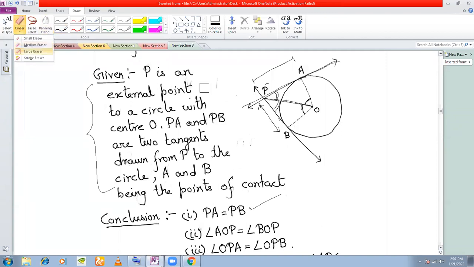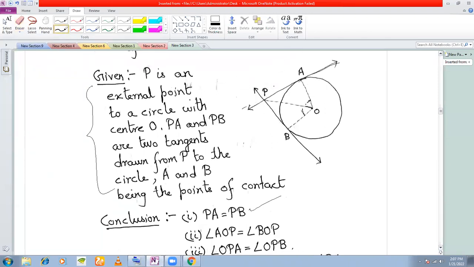What are the three conclusions? Again repeating here: the length of the tangents must be equal, this length must be equal to this length. The next conclusion is that this angle must be equal to this angle. And the third conclusion is that these two angles must be equal. So if any two tangents are given to a circle from an external point where you know the points of contact and you know the center, then these three are the conclusions that you can make. Fine?